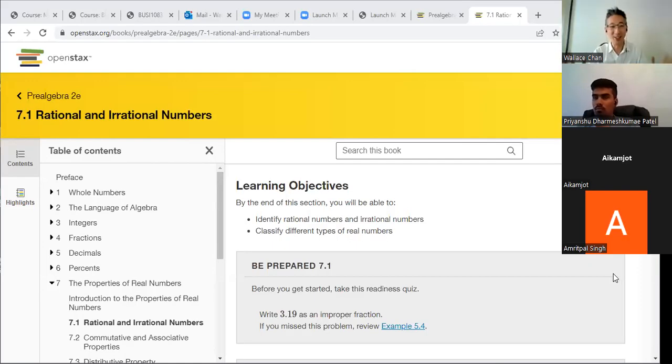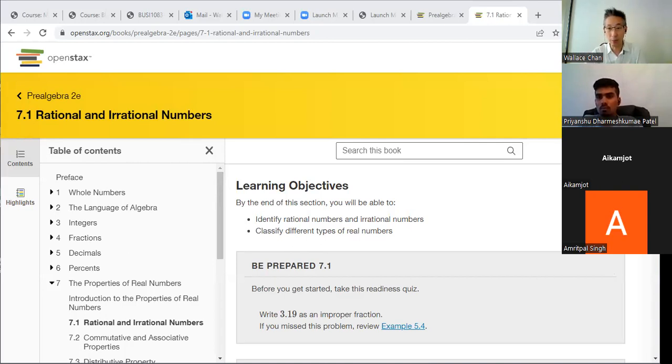Okay, so today we're going to talk about real numbers. Basically, real numbers include all the numbers we have talked about: natural numbers, whole numbers, and integers. And also we talk about fractions, decimals, and percentages. Those are all the same. It's just a different form to present the numbers.